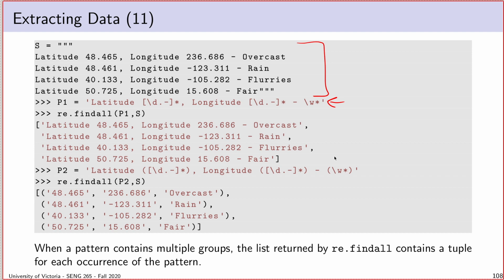If I add groups and findall is used on a pattern with more than one group, what it returns is a list of tuples, and each tuple contains, so this is the first thing, and then this is the second thing. Each tuple contains the contents of each group in each of the matches that it finds. So it's finding all matches, so it could find more than one thing. For each thing that it finds, it gives you the breakdown of the contents of each group.